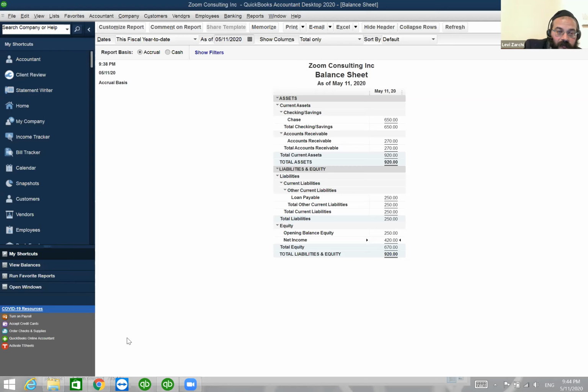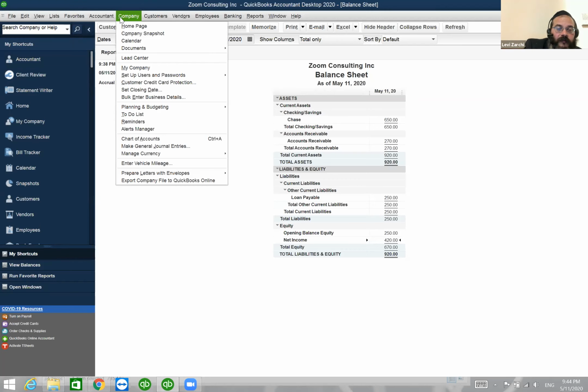Someone asked me, how do you open this page? I'm not sure which page he's referring to. Is he talking about how you put the 500 in Chase? I assume he's talking about general journal entry. So I did that a little fast before. So whoever wanted to see how to go to general journal, it's under company.